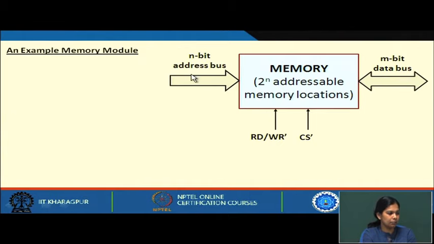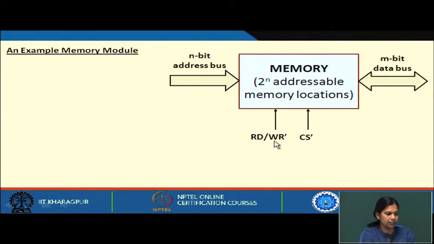If we have an n bit address bus, then the number of addressable memory locations will be 2 to the power n. Like we already discussed, if we have a 3 bit address bus, then the total number of locations will be 2 to the power 3, so there will be 8 locations starting from 000, 001, and going on to 111. So an n bit address bus can have a maximum of 2 to the power n addressable memory locations, and we can have an m bit data bus. So in that particular address, the data present is m bits, and m bits of data at a time can be transferred to memory.